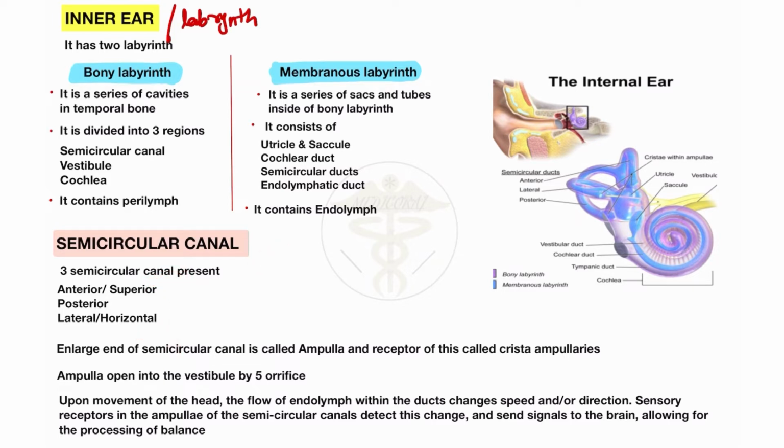All three semicircular canals help in 3-axis rotation balance. So 3-axis rotation occurs: vertical, anterior-posterior and transverse rotation, due to the position of the 3 axes: lateral, horizontal, anterior and posterior. So this is about the semicircular canal.